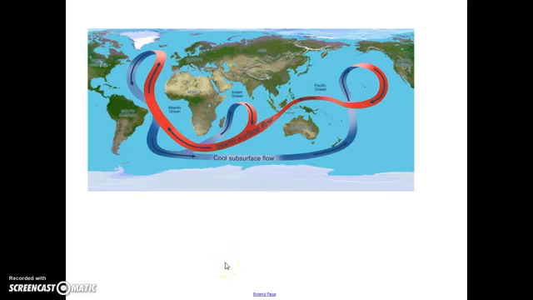Convection also happens in the oceans, and this is how energy flows within our oceans. We know that the equator, the equatorial region, is warmer than the polar region. So the equator area is a heat source, and the polar regions are sinks, and it creates a flow of energy through the oceans.